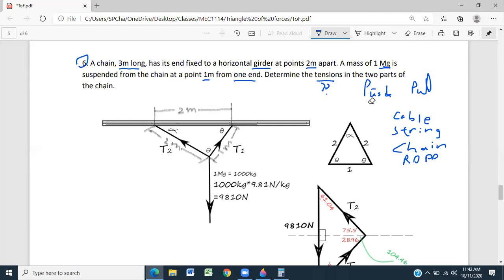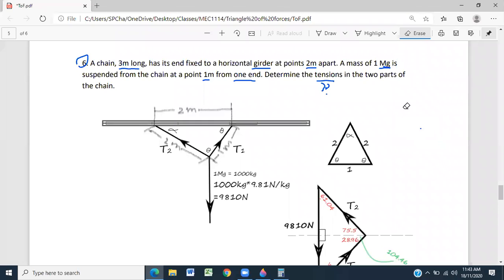All right, good. So that's what tension is. It's the pulling force in these cable-like things, these cables, these chains, these ropes. That's what tension is, right? So determine the tension in the 2 parts of the chain. So essentially, what force is pulling, right? Good. So let's create a diagram.